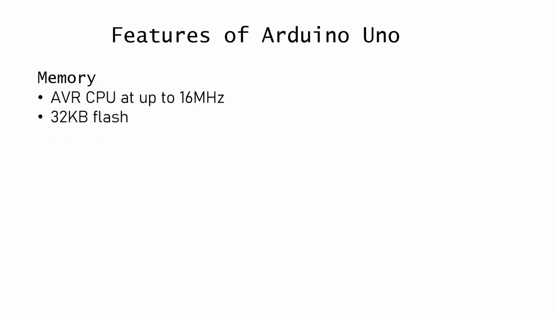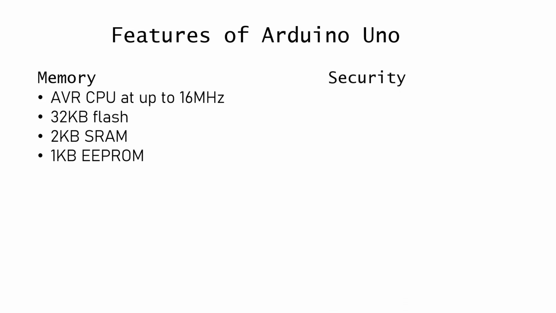Features of Arduino UNO. First, memory. It uses an AVR CPU at up to 16 MHz crystal, with 32 KB flash, 2 KB SRAM and 1 KB EEPROM inside the Arduino UNO. Next is the security: power on reset POR, brownout detection BOD.